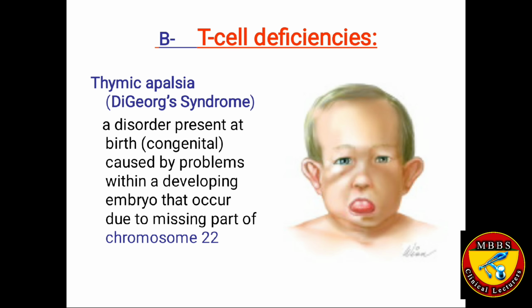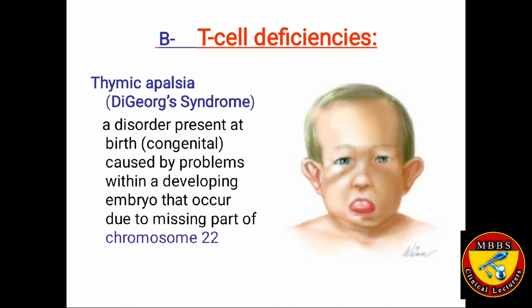Talking about the T cell, the important one is thymic aplasia, also known as DiGeorge syndrome. It is a T cell deficiency that results from failure of the development of the third and fourth pharyngeal pouches. This is an important one. It is due to the failure of the development of the third and fourth pharyngeal pouches, and it is a T cell deficiency disorder.